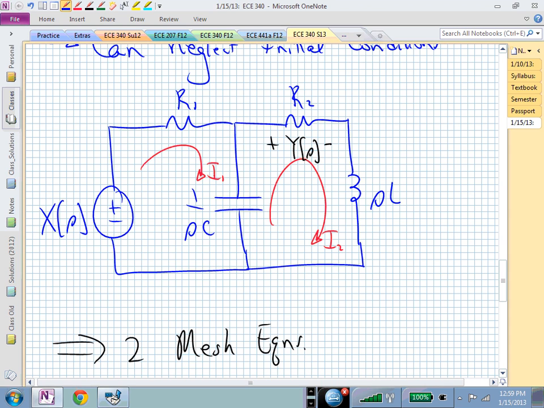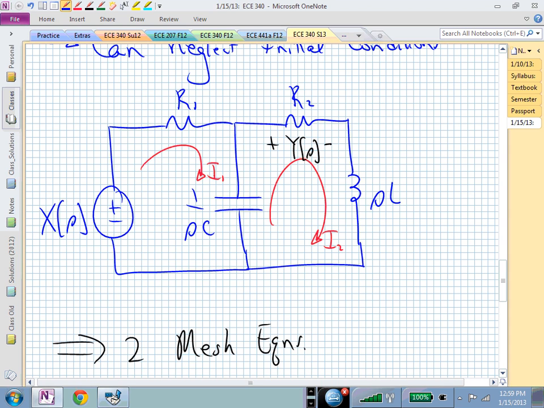Then I need my off-diagonal terms, and I only have 2 mesh currents. Now I look at impedances shared by the 2 meshes. What's the impedance shared by I1 and I2? That's 1 over SC. That will be in the 1, 2 entry with the negative sign. Then, what's the impedance shared with I2 and I1? That's also 1 over SC, and it's a negative sign because it's shared. That's now my impedance matrix.